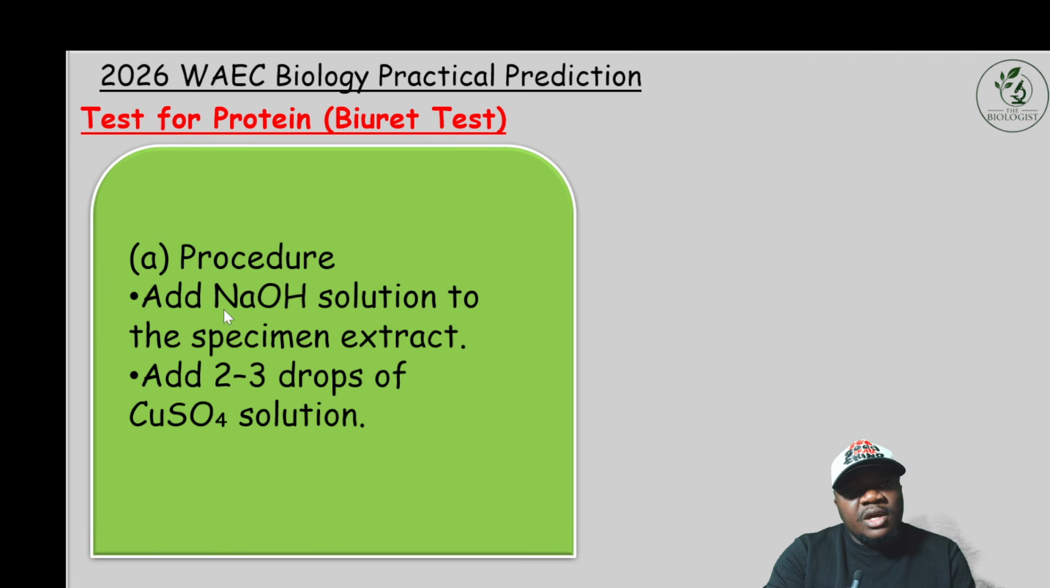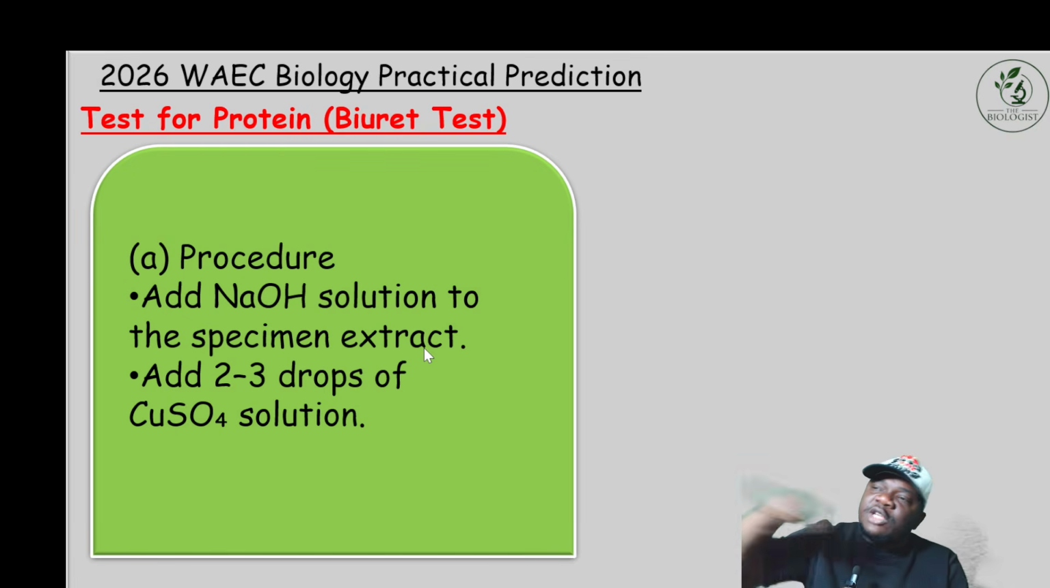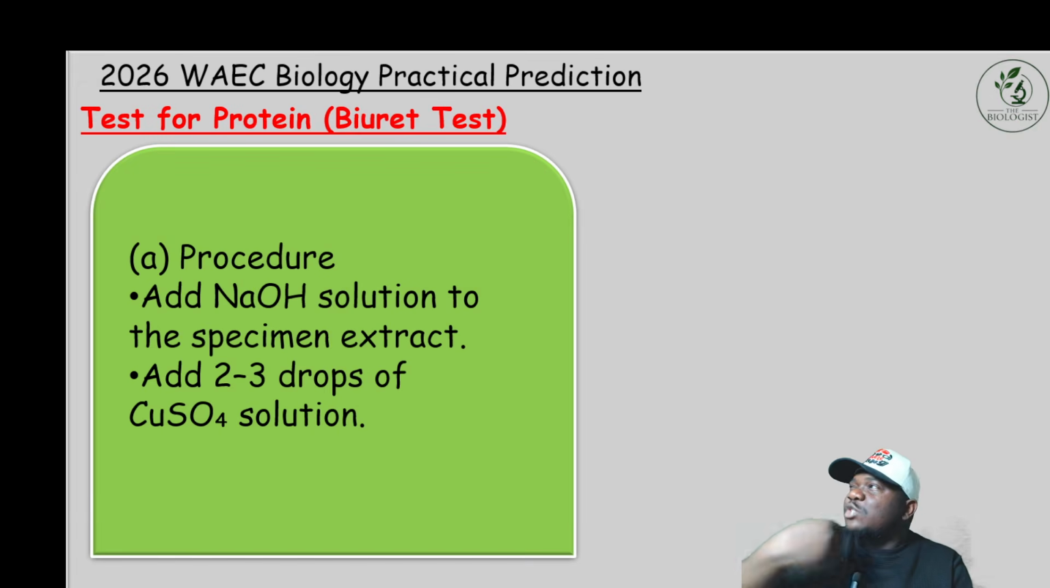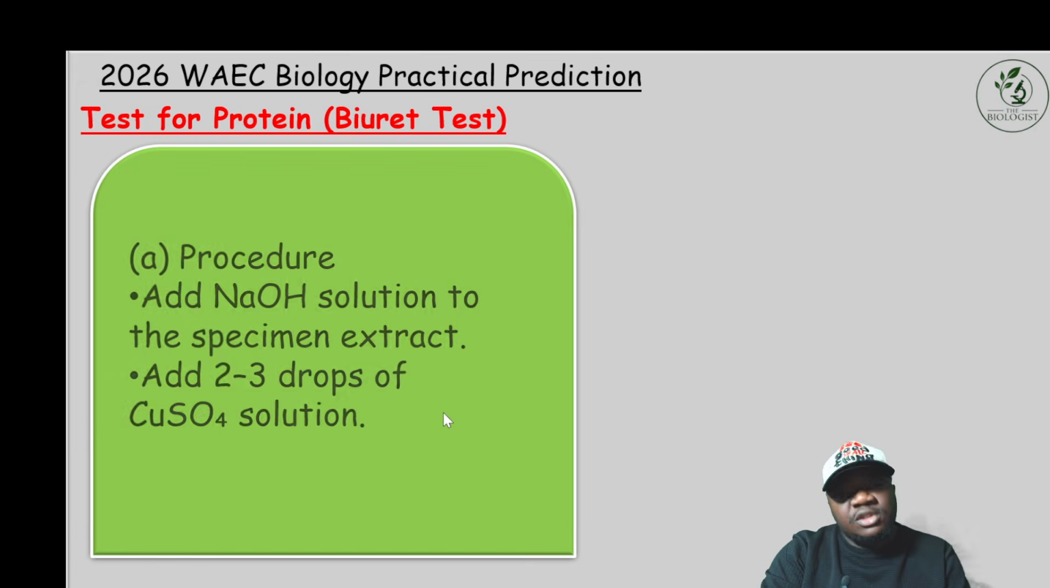Okay, so the test for protein, and this is the Biuret test. So procedure: you add sodium hydroxide solution to the specimen extract, then add 2 to 3 drops of copper sulfate solution. You keep stirring. When you add a drop, you stir it and wait for the color change, just like if you're doing your titration. You add a drop and check it, then there'll be a color change.